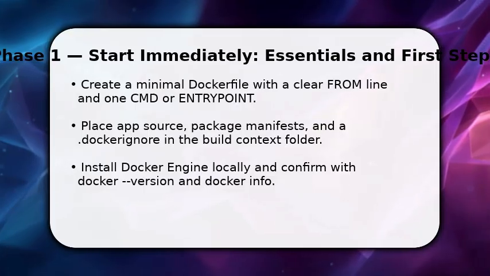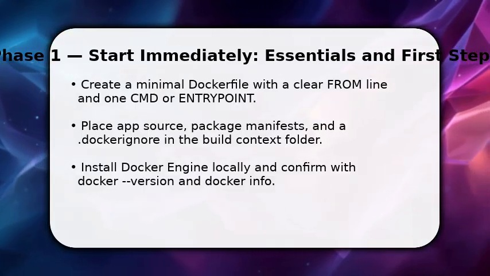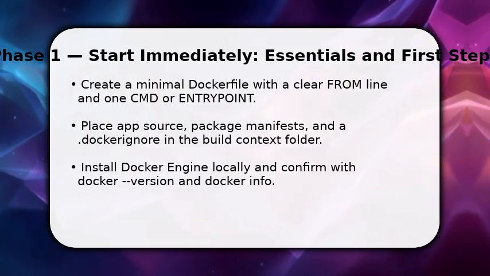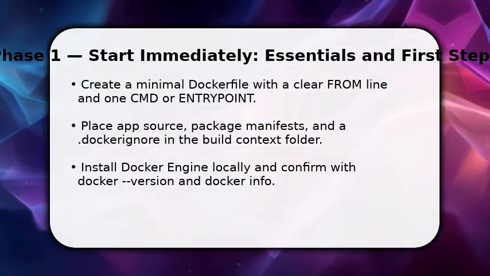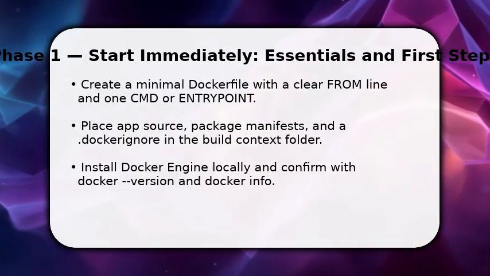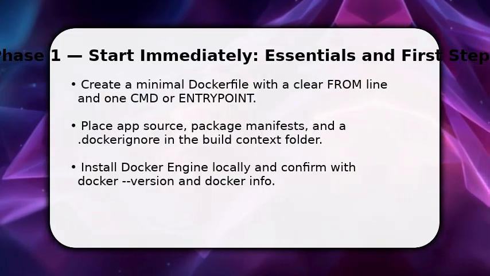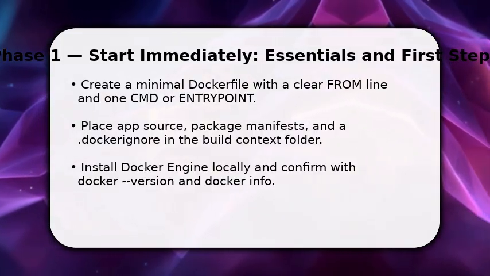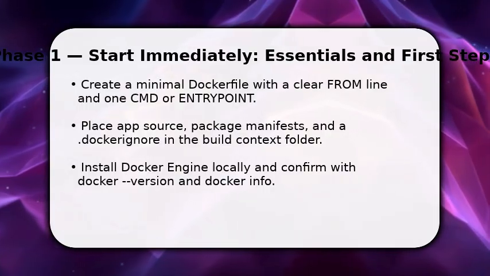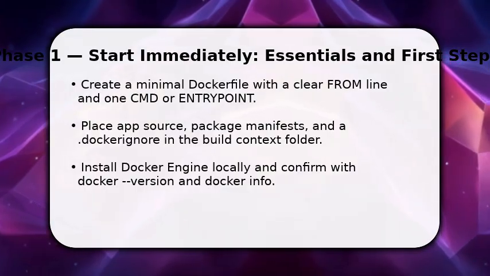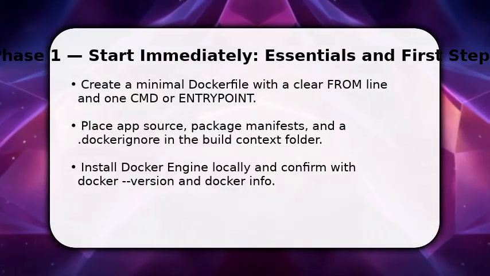You start by assembling the minimal pieces you need right now. Create a Dockerfile that declares FROM and a single CMD. This defines your base image and runtime command. Put your application code and package manifests into one build context folder and add a .dockerignore to keep the image small. Make sure Docker Engine is installed. Run docker version to confirm. Once done, you're ready to write instructions that tell Docker how to assemble your image.